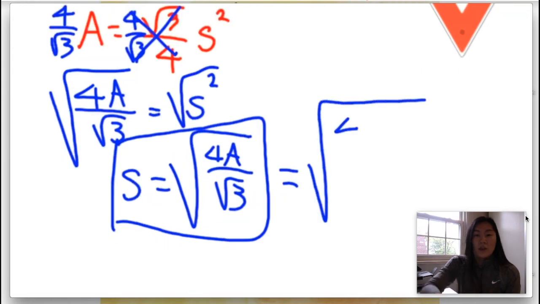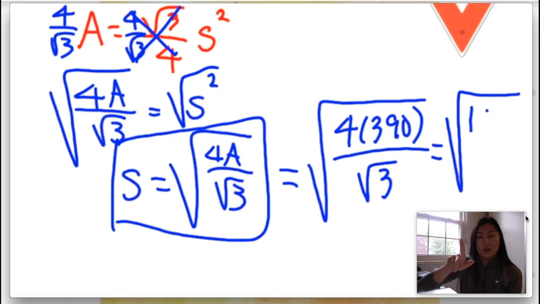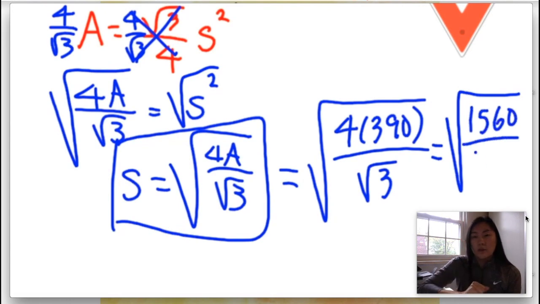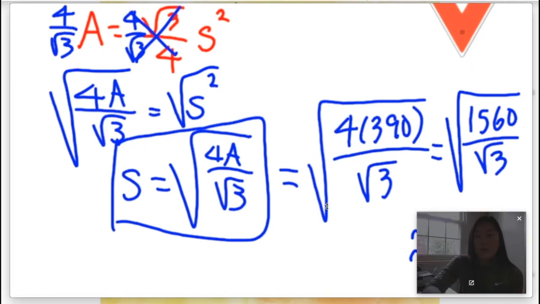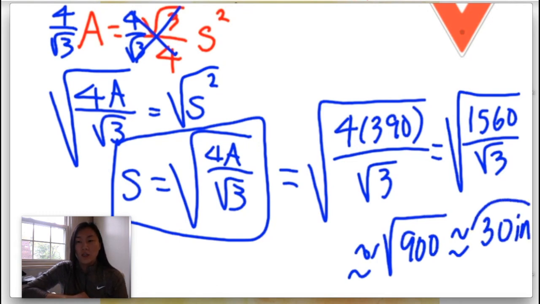So given the area A, I'm going to plug in 4 times 390 over square root of 3 and take a square root of all of that. So we're going to multiply and then divide by the square root and then take a root again. That's what you're doing in the calculator. So square root of 1560 is the product, and then divided by square root of 3. So when you do the division, you get approximately square root of 900. So that's approximately 30 inches.